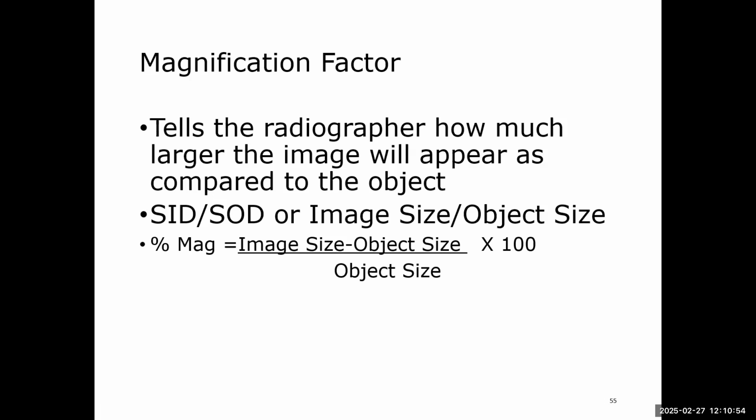It's all talking about the same thing because image size over object size is what? What did we just say? Image size over object size is what? Magnification factor. So if we wrote it that way, image size over object size, that's magnification factor. What is anything over itself? 1. So that's why I'm saying magnification factor minus 1 times 100 is the same thing as this.